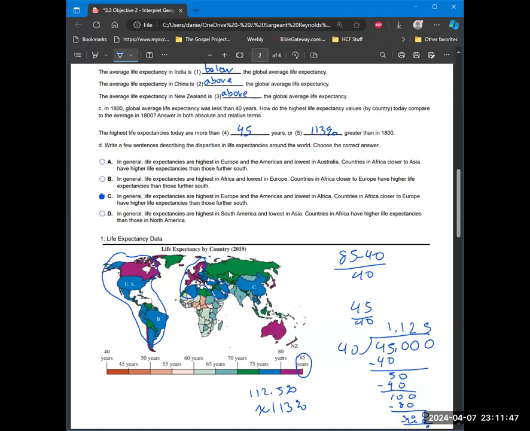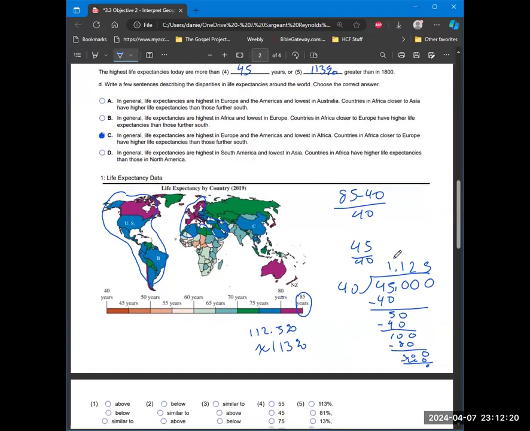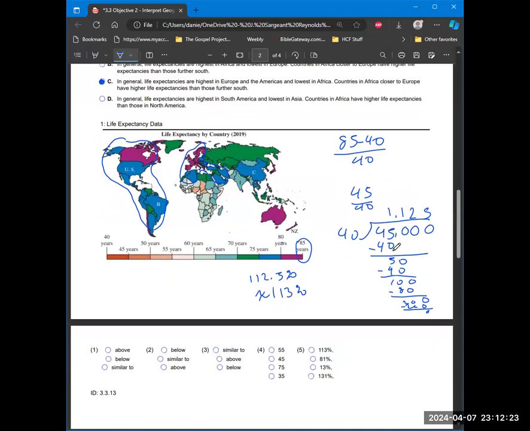Lower life expectancies in the areas of Southeast Asia and Indonesia, higher in China, again, very wealthy region, very high in Japan, very high in Australia and New Zealand. So, all right. Again, let's just answer these questions here.